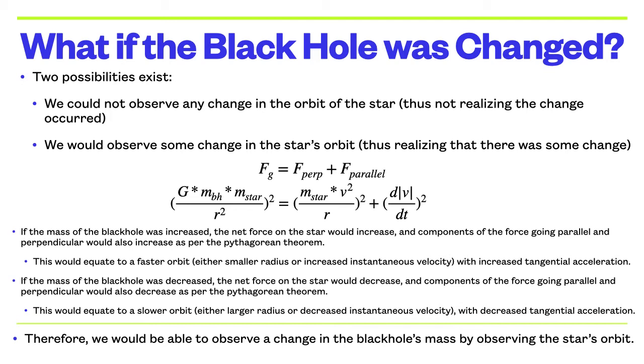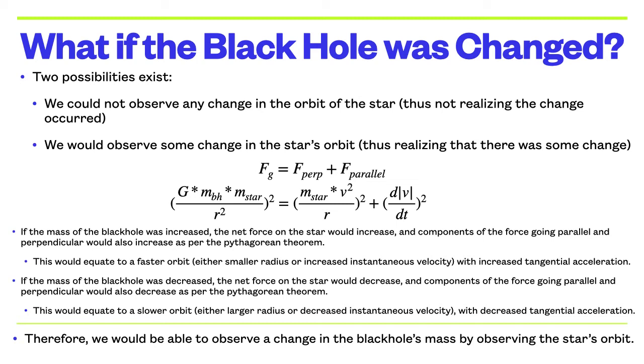We now investigate what would happen if the black hole's mass was changed or if the black hole was itself replaced by another black hole. By noting that the force of gravity equals the force felt in the perpendicular direction plus the force felt in the parallel direction, we can see that a change in the black hole's mass would change the star's orbit.